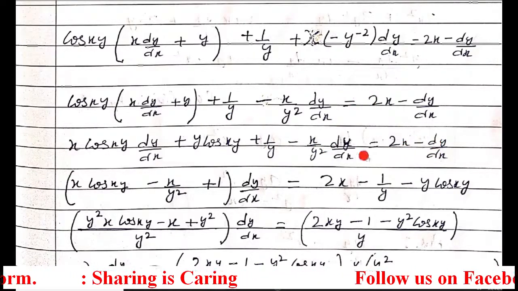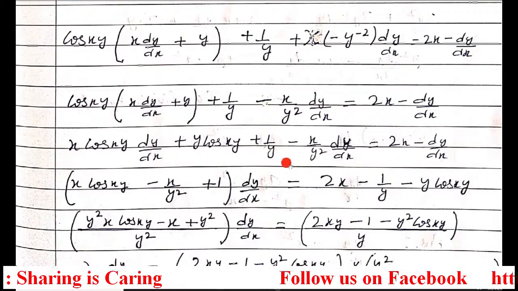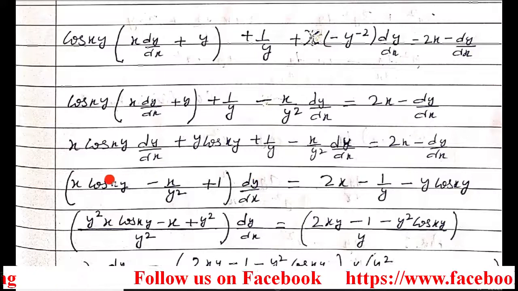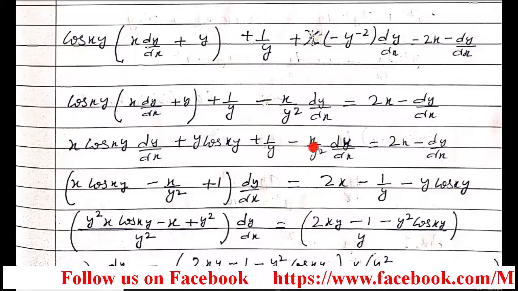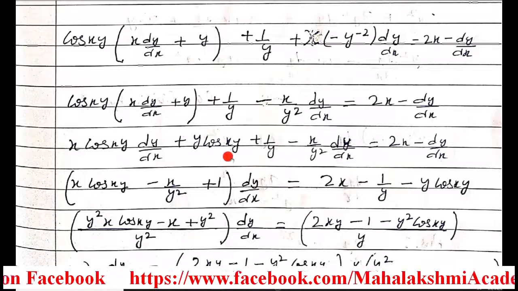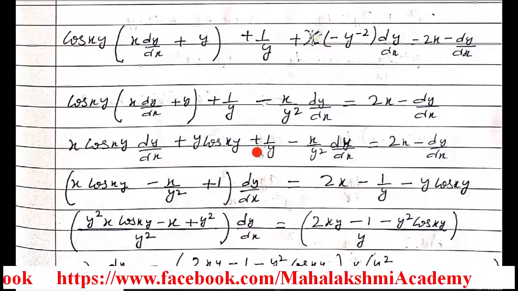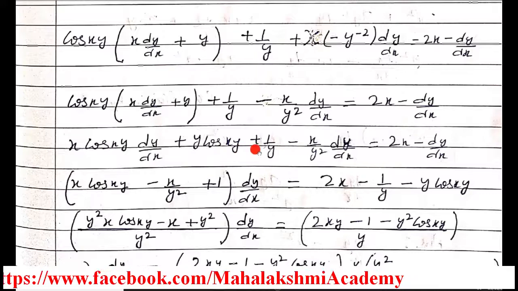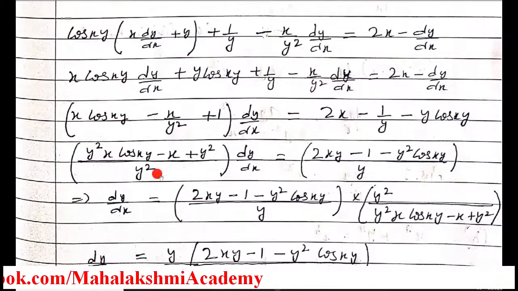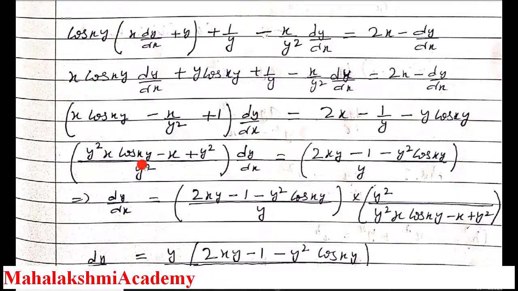Now shift all the dy over dx to one side, that is this one and this one. Take dy over dx common, so from here x upon y square is left, and from here when it comes here, positive 1 remains. Now the non dy over dx terms, these two terms are positive, so when you shift them, they become negative. Now take the LCM here. Here the LCM is y square and here the LCM is y.